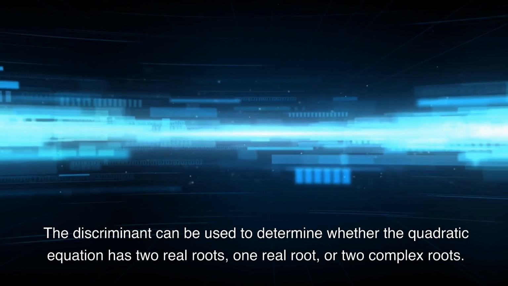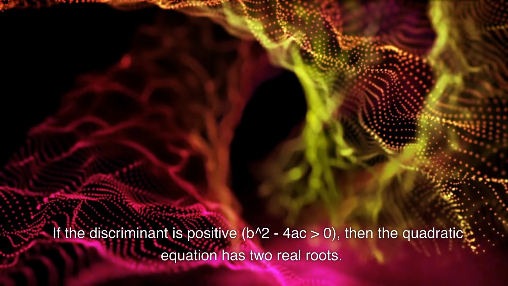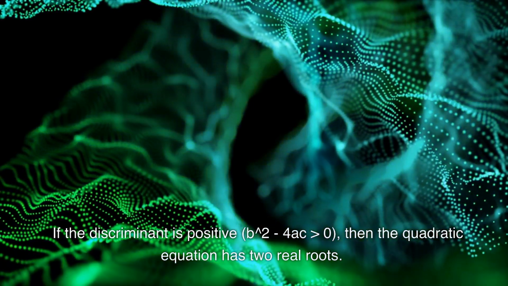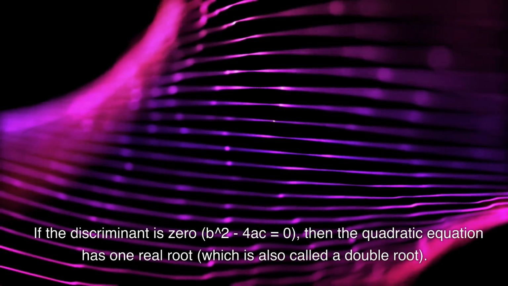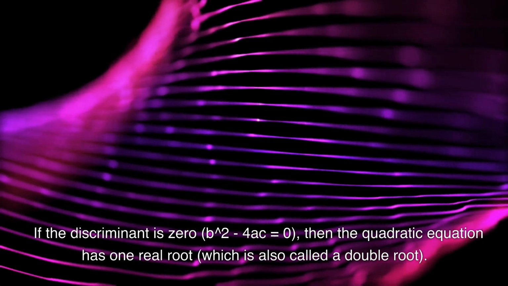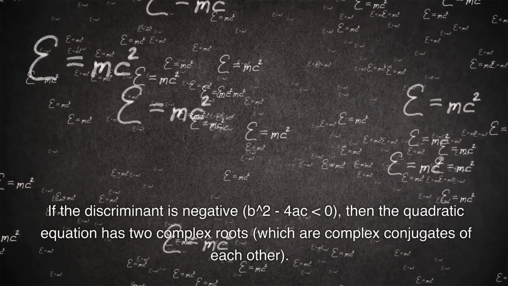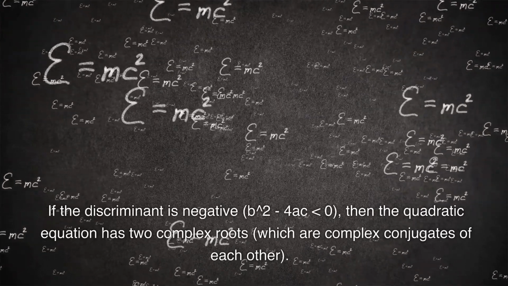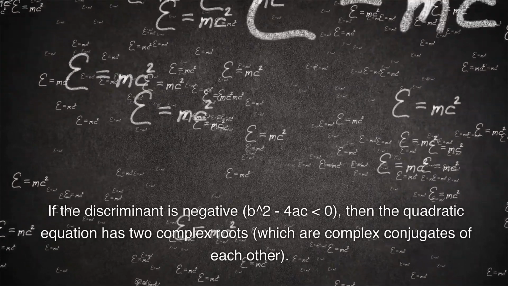If the discriminant is positive, b² - 4ac > 0, then the quadratic equation has two real roots. If the discriminant is 0, b² - 4ac = 0, then the quadratic equation has one real root, which is also called a double root. If the discriminant is negative, b² - 4ac < 0, then the quadratic equation has two complex roots, which are complex conjugates of each other.